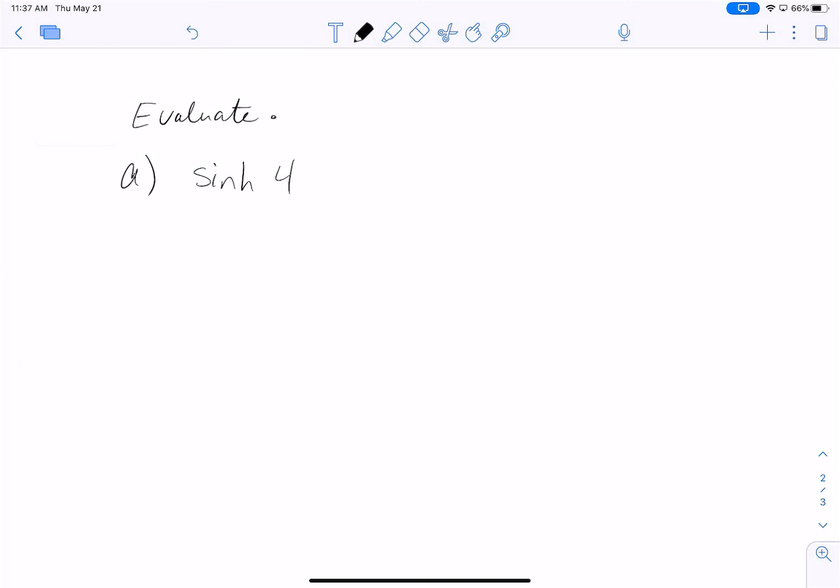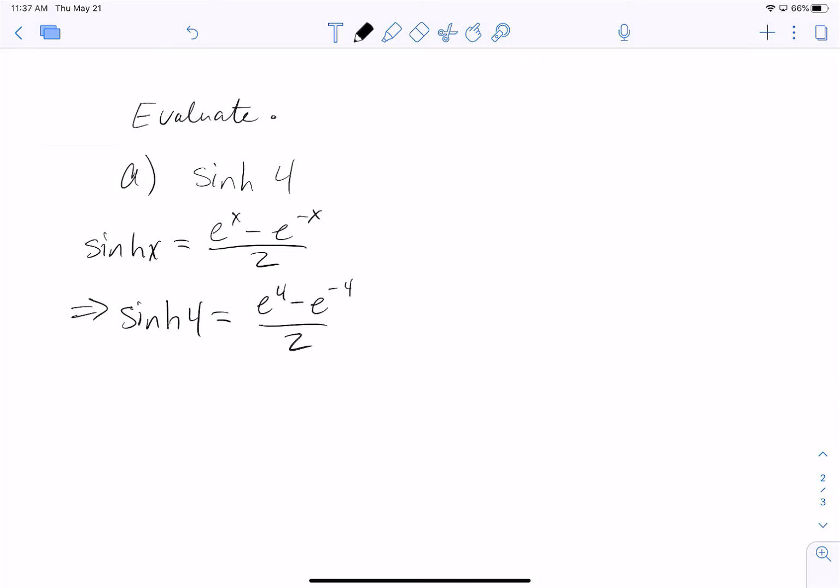We're going to evaluate hyperbolic functions here, and we're looking at the hyperbolic sine of 4. My scientific calculator does not have a hyperbolic sine button, but we do have a definition that says that the hyperbolic sine of x is equal to e to the x minus e to the negative x over 2. Therefore, the hyperbolic sine of 4 is equal to e to the fourth minus e to the negative fourth over 2. That I can put in my calculator. It's approximately 27.3, and there we are.